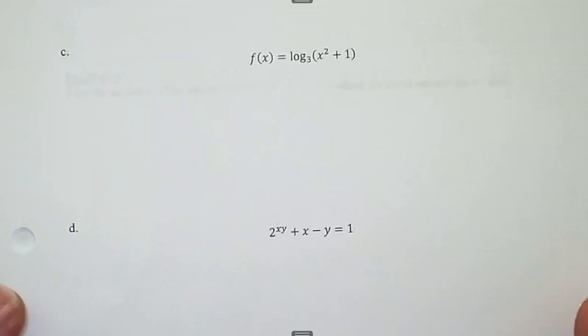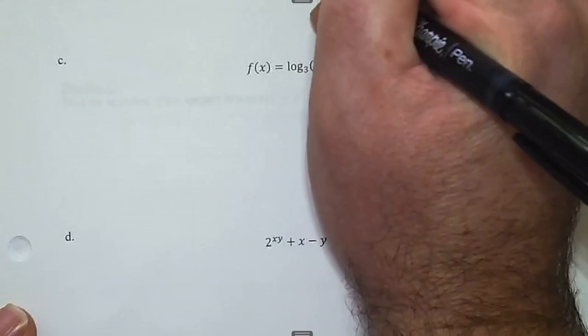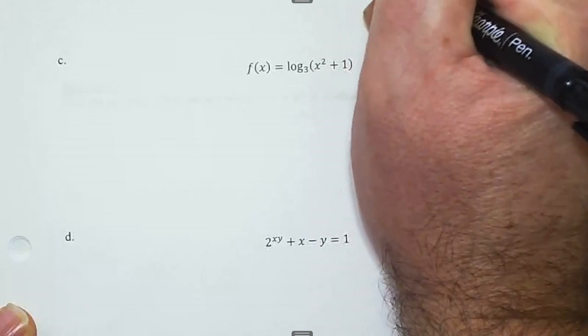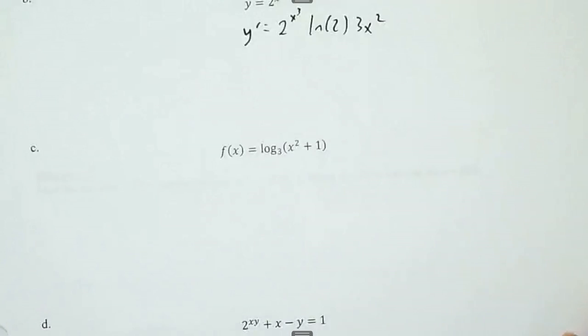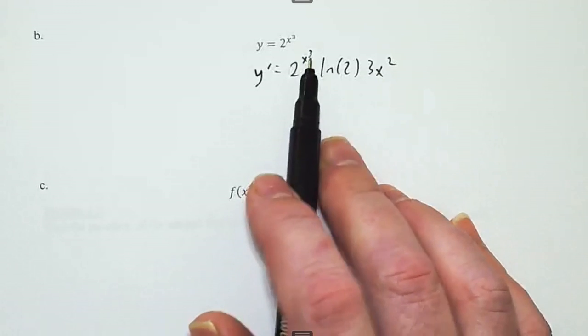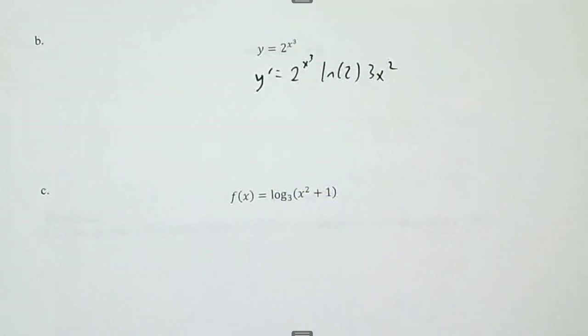All right, let's do this one. The derivative of 2 to the u is 2 to the u times the natural log of 2 times u prime.